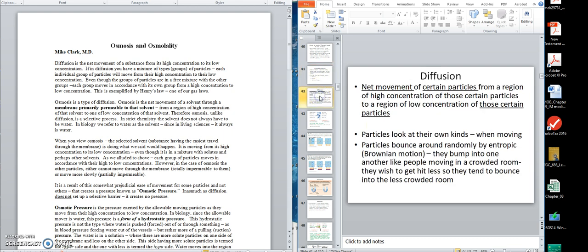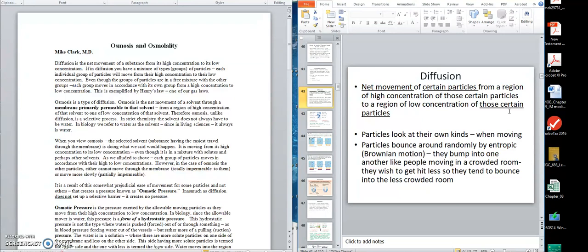All right, so diffusion, I'm going to say, is the net movement of certain particles from a region of high concentration of those certain particles to a region of low concentration of those particles. Unlike the definition in the textbook, which would say diffusion is net movement of particles from a region of high concentration to a region of low concentration, that's not exactly right.